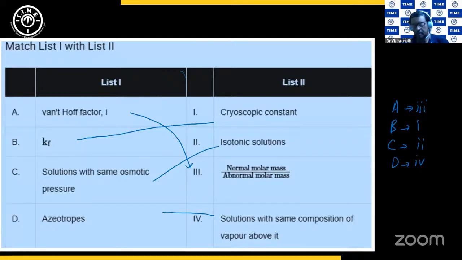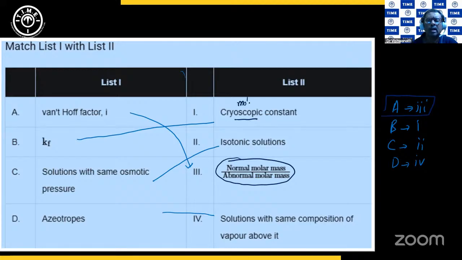Now, this is a match. Van 't Hoff factor is simply this: normal molar mass by abnormal molar mass. So A is 3. Then Kf is nothing but the cryoscopic constant. Actually, this is called the molal cryoscopic constant, used for cryoscopy, that is low temperatures, so you can use Kf. Solutions with the same osmotic pressure are isotonic solutions that we have already seen, right? We had seen isotonic, we had seen hypertonic, we had seen hypotonic. Azeotropes, we have done this in the previous session.